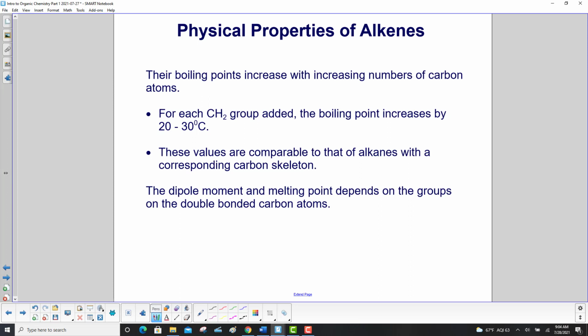Again, like alkanes, their boiling points increase with increasing numbers of carbon atoms. For each CH2 group added, the boiling point increases by 20 to 30 degrees Celsius. These values are comparable to that of alkanes with a corresponding carbon skeleton. The dipole moment and melting point depends on the groups on the double bonded carbon atoms.